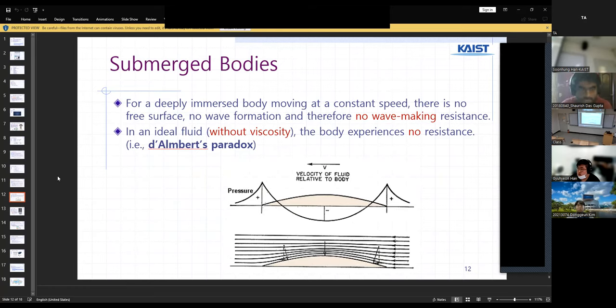Talking about submerged bodies, for a deeply immersed body moving at a constant speed, there is no free surface. There's no wave formation and therefore no wave making resistance. So in an ideal fluid without any viscosity, the body experiences no resistance.